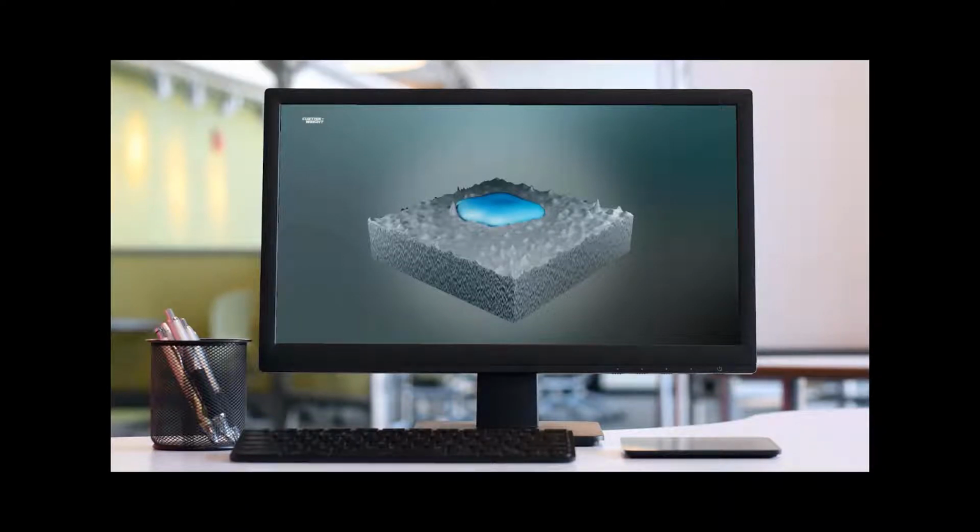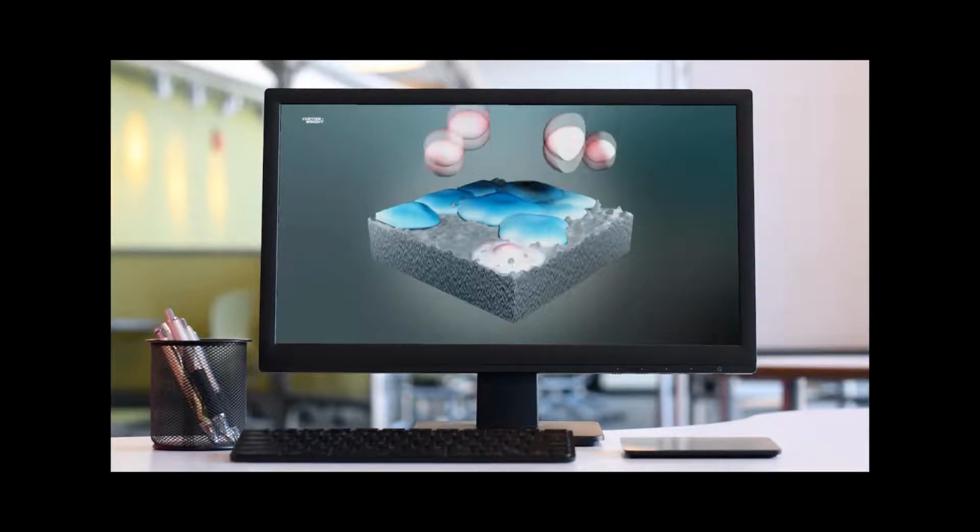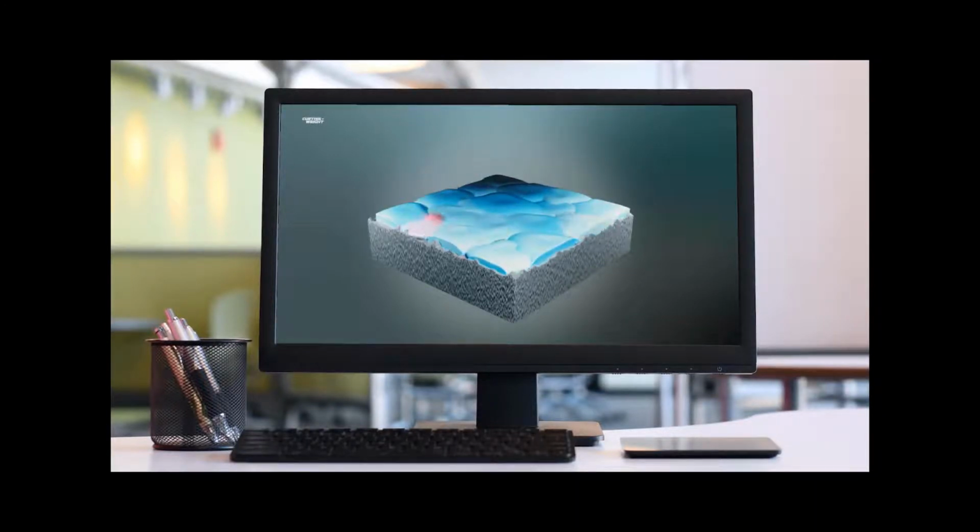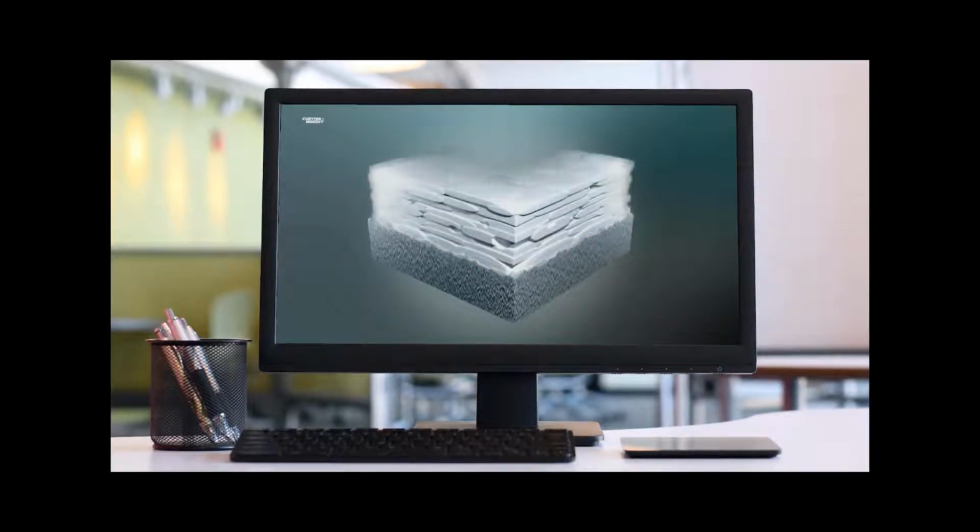Forming a strong mechanical bond with the substrate. The coating is built up in layers until the required thickness is reached.